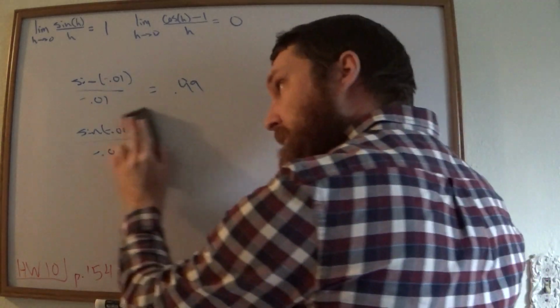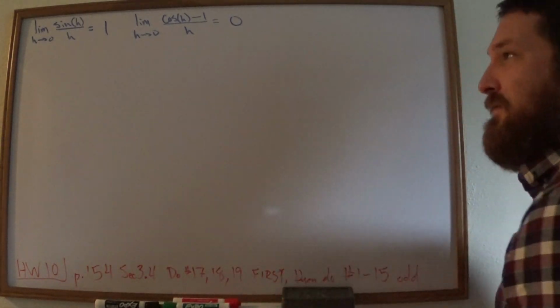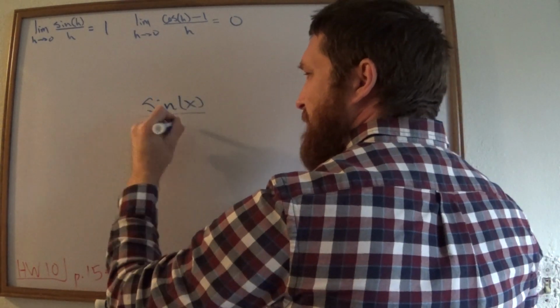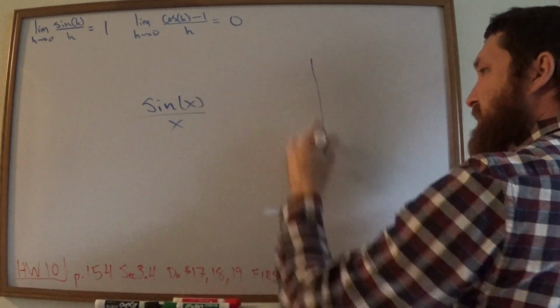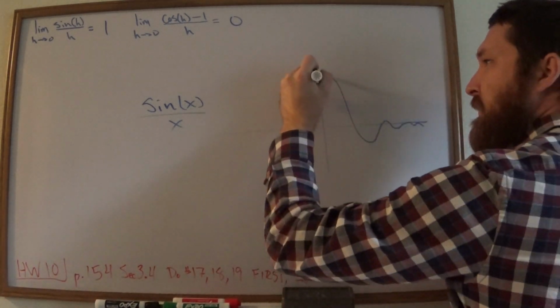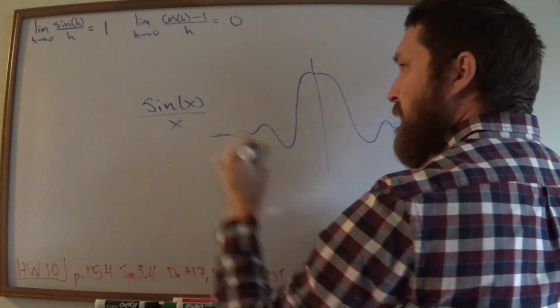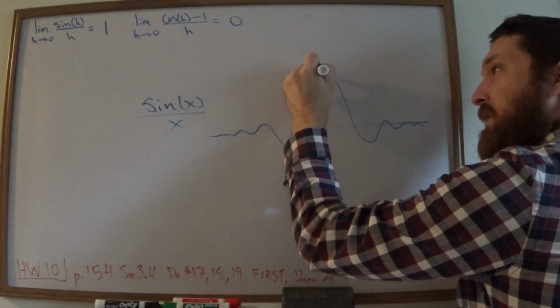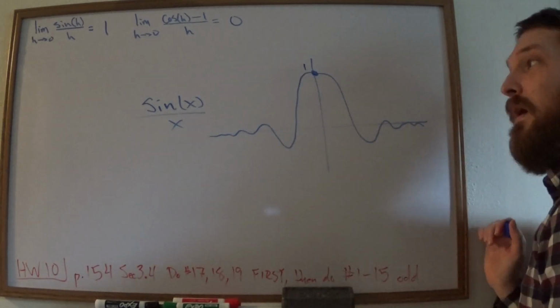Another way you could do it, and this would be the first thing that I would do, is just go to Desmos and graph sine x over x. And you'll see that that graph looks something like this. And in both cases, as you get closer and closer to 0, this value gets closer and closer to 1.